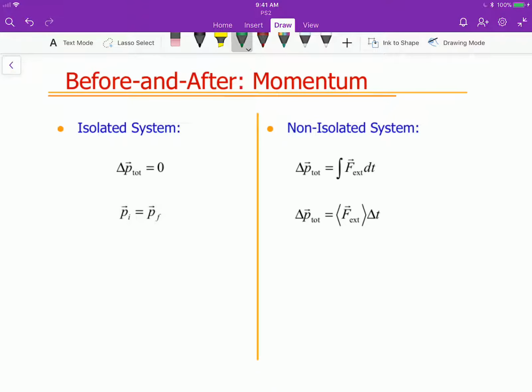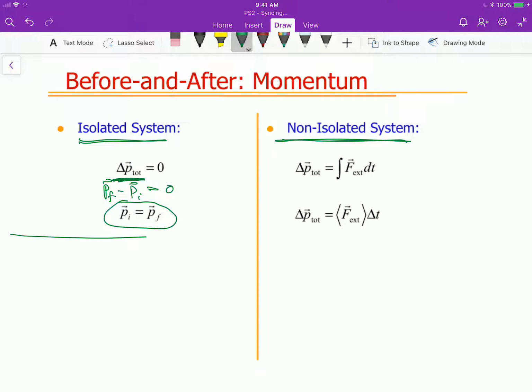Okay, so how do we use momentum? One way that we use momentum was in an isolated system, and another way was in a non-isolated system. When you have an isolated system, the change in momentum is equal to 0. That's to say that P final minus P initial, which is the change in momentum, is equal to 0, or we could rearrange that and say P initial equals P final.